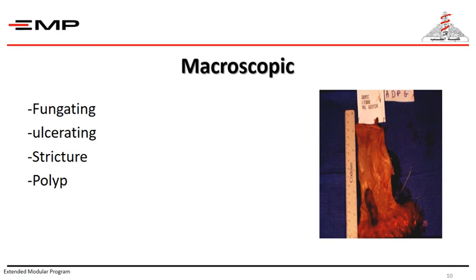Macroscopically, we have the fungating lesion obstructing the lumen, the ulcerating lesion causing hematemesis and bleeding, stricture, and polyp discovered by endoscopy.